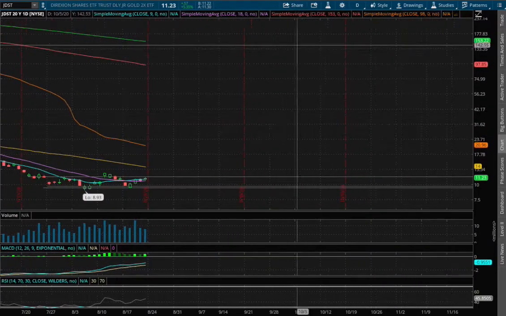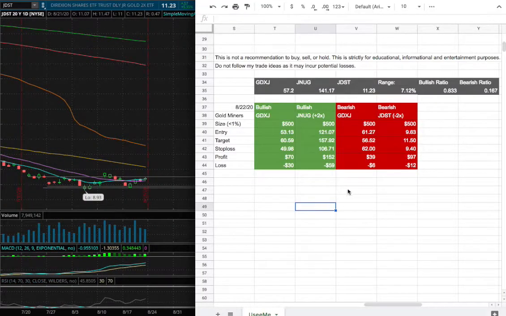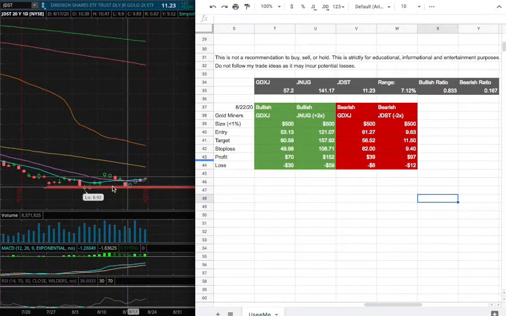As for the trade idea of the week for JDST, my position size will be less than 1% of my portfolio. My entry will be $9.63. That is where we had a double bottom back on August 5th as well as on August 18th. And my sell target will be $11.50. So we're fairly close to where we encountered resistance back on August 12th. And for my stop loss, that will be $9.40.